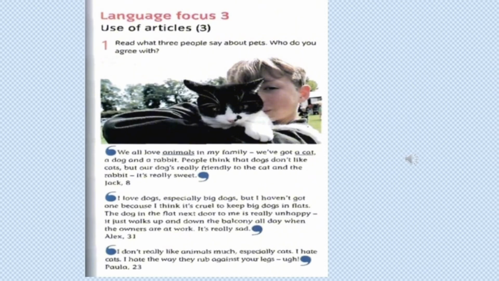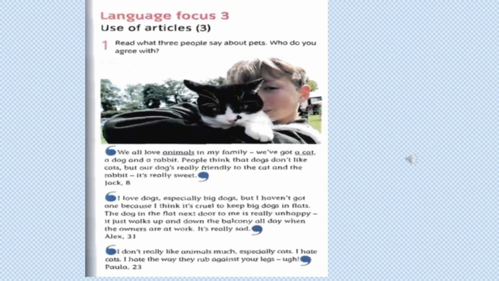Alright everyone, let's start with something fun. Pets. Do you have a pet at home? Or would you like to have one? What kind of animals do people usually keep as pets in our country? Some people love animals, but others don't like them very much. Today, we're going to read what 3 different people say about pets and see who you agree with.